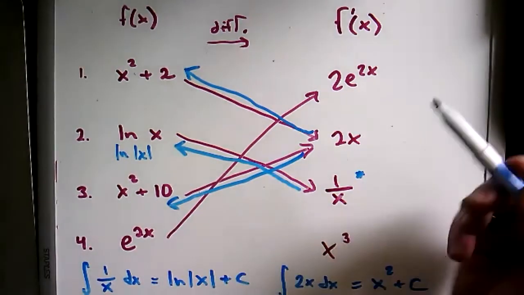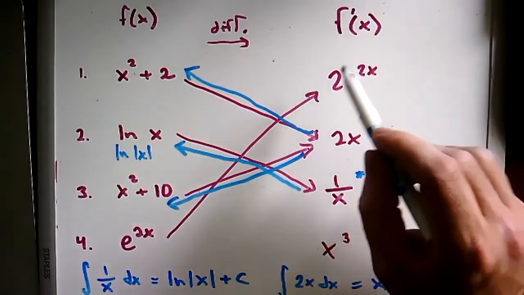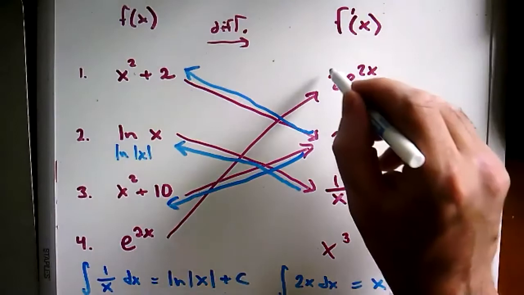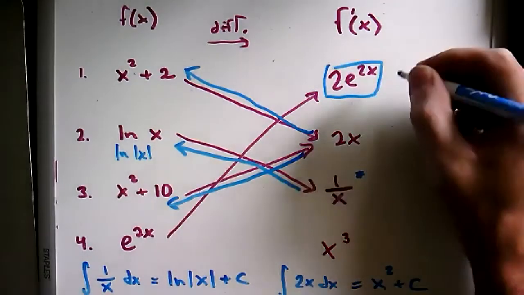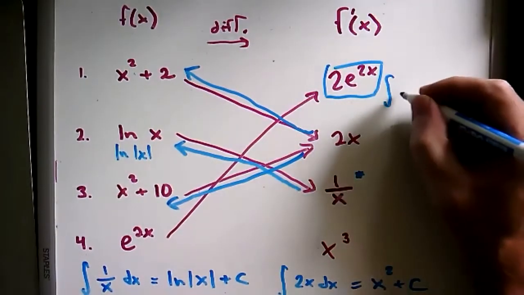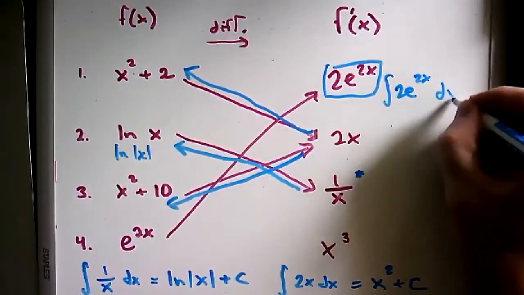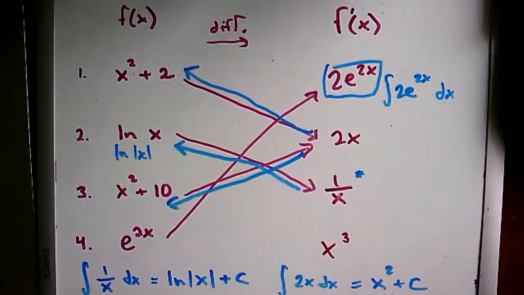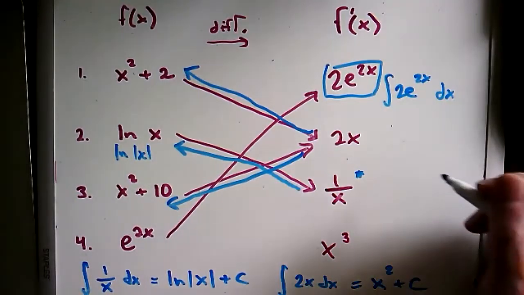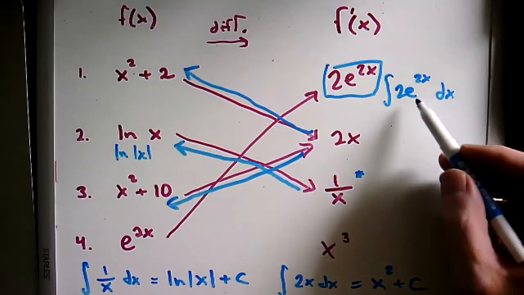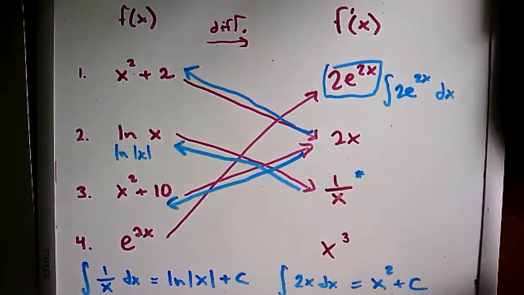Okay, so for this last one, the antiderivative of 2e to the 2x, that's a little bit trickier. If we were just given the problem, okay, take the antiderivative of 2e to the 2x dx, we'd have to think about this a little bit. We might even have to guess and check. Especially as we're getting going on this chapter, it would be fine to guess, hey, maybe it's like 2e to the 2x.